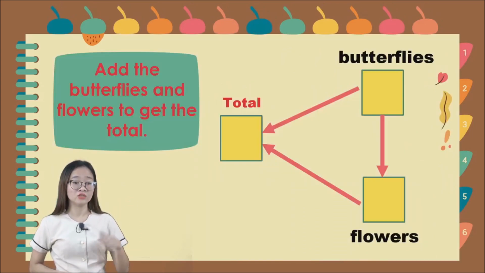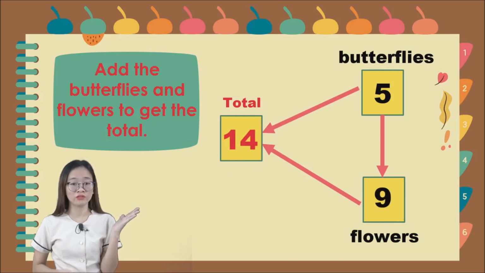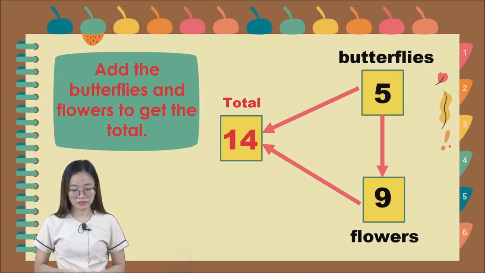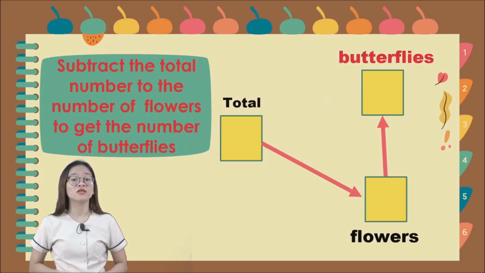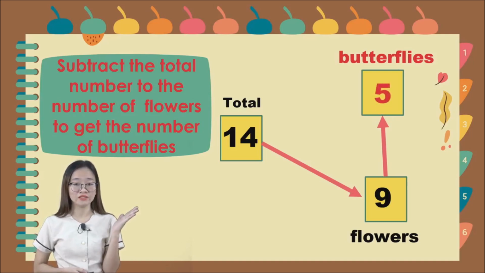Okay, kids, we need to add the butterflies and the flowers to get the total. So we have 5 butterflies plus 9 flowers is equal to 14 in all. Now kids, to find the butterflies, we need to subtract the total number of the flowers to get the number of butterflies. We have 14 minus 9 is equal to 5. So the answer is 5.